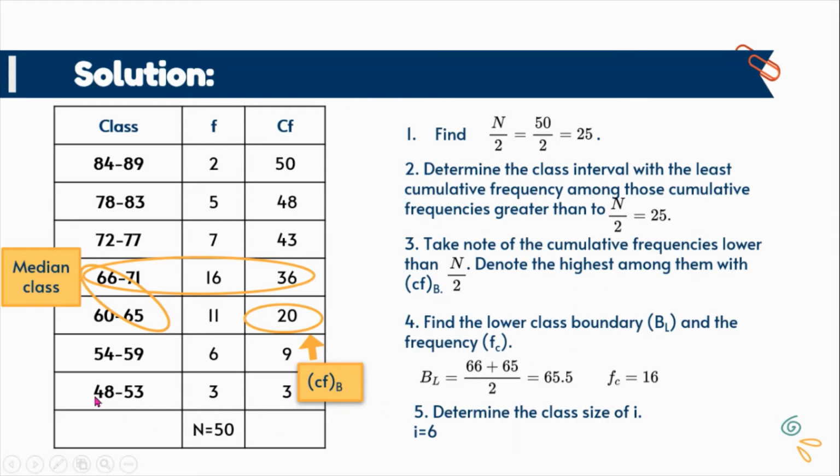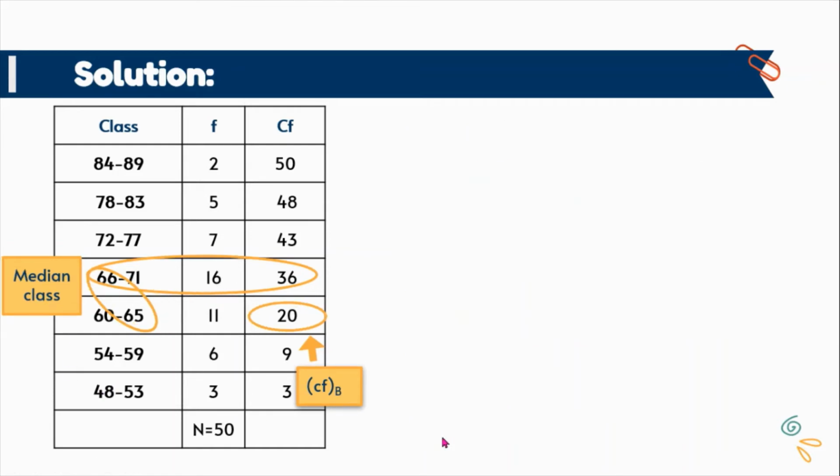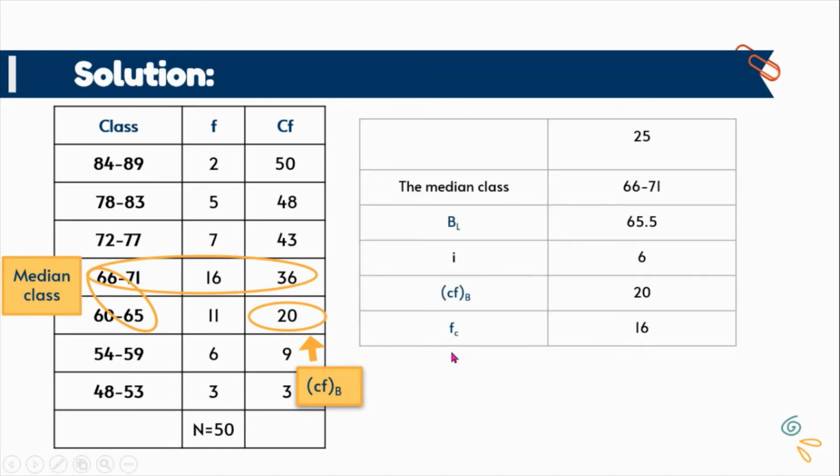That is here 48, 49, 50, 51, 52, 53. So that's 6. The class size is 6. And since you already know the value of n over 2, that's 25. The median class 66 to 71. Our B sub L 65.5. Our I, or class size, 6. CF sub P 20 and F sub C 16.